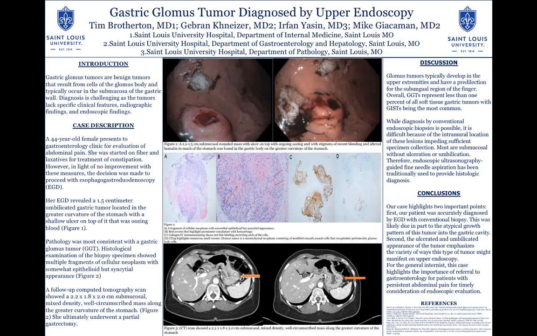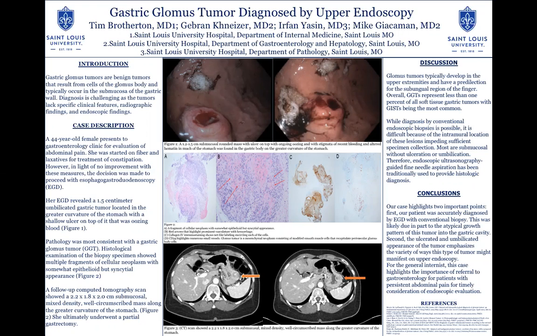Our patient was a 44-year-old woman who was referred to GI clinic for evaluation of her chronic abdominal pain. She was treated with conservative measures first, including laxatives and fiber for any component of constipation. However, there was no improvement with these measures, so it was decided to proceed with an upper endoscopy. Her EGD showed a 1.5 centimeter umbilicated gastric tumor located in the greater curvature of the stomach.